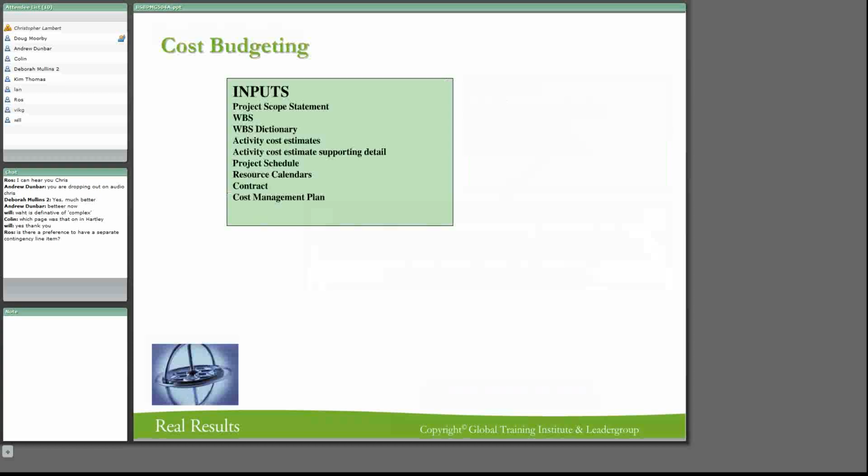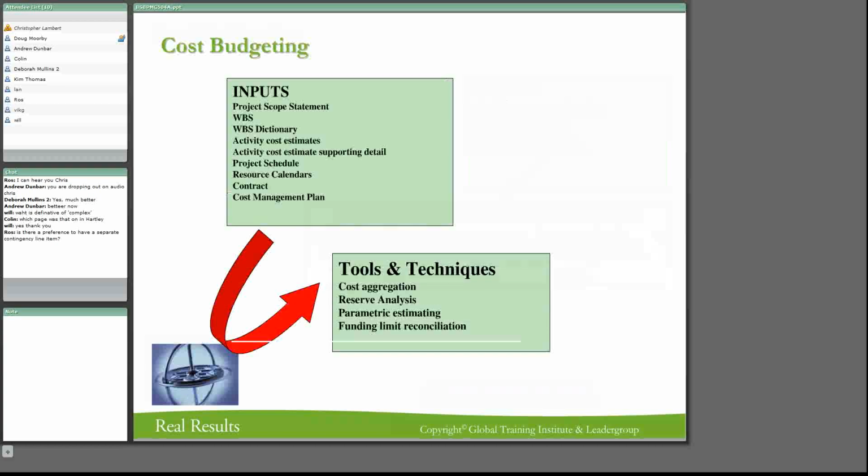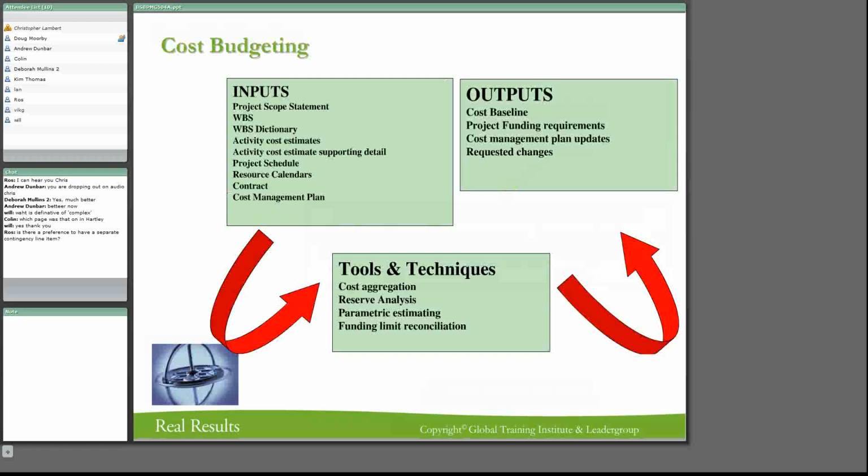Right? So what you're going to now do, you're only going to get your budget out of your detailed planning. You're very seldom going to have a budget within an initiation. And some of these tools are cost aggregation, the reserve analysis, parametric estimating, and some of the funding limit reconciliations. So this has got a lot to do with how am I going to manage that.